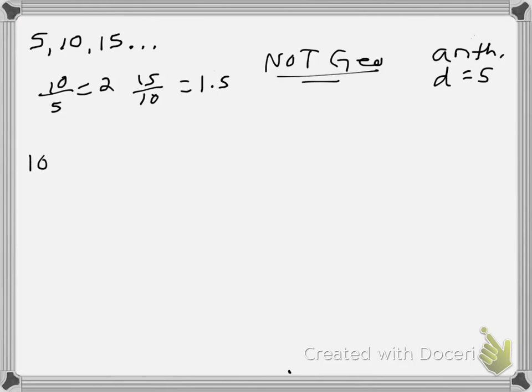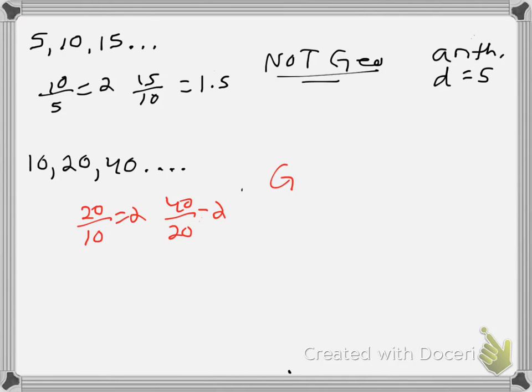What about this one? 10, 20, 40, on and on and on forever. Is this geometric? If so, what's the common ratio? Play. This one is geometric. 20 divided by 10 is 2. 40 divided by 20 is 2. So this is geometric, and the common ratio is 2.